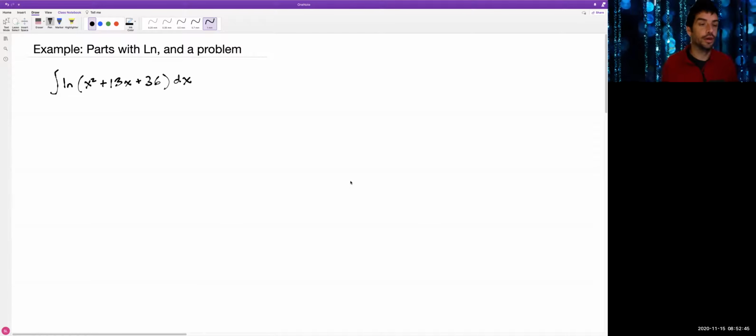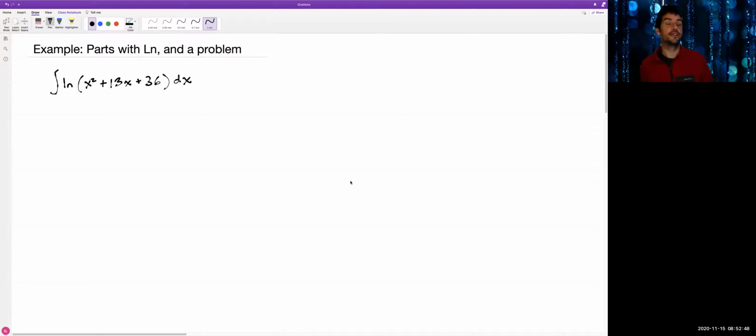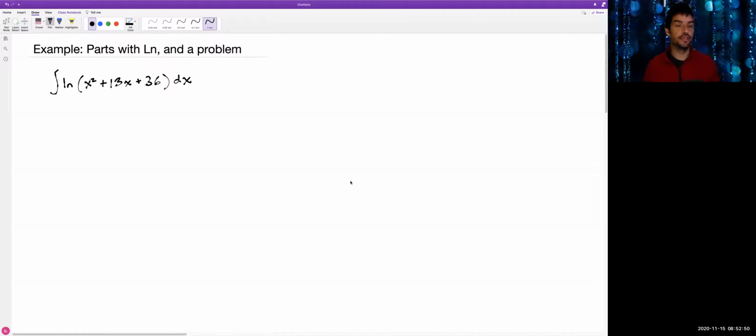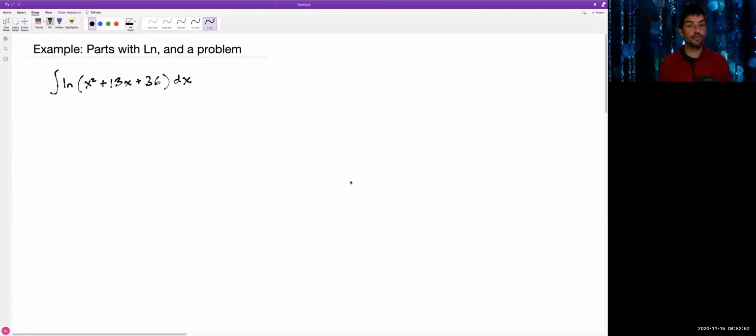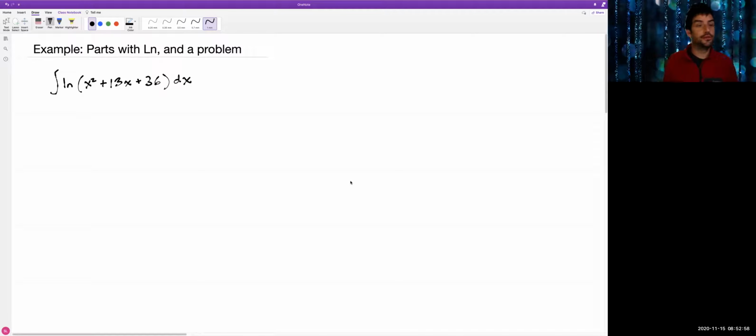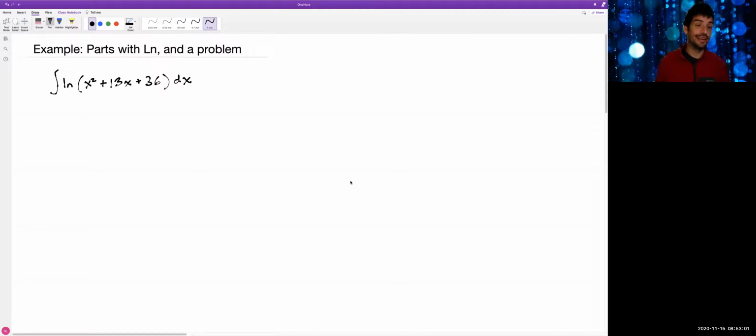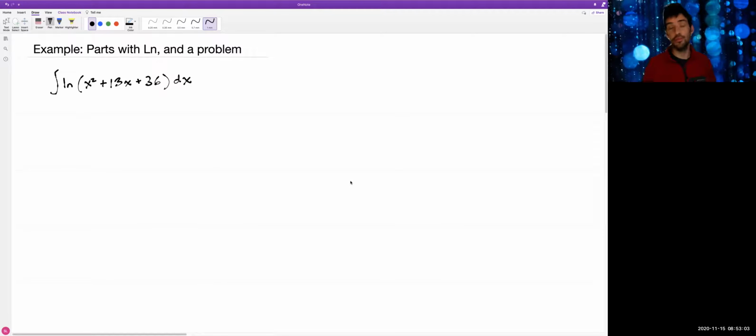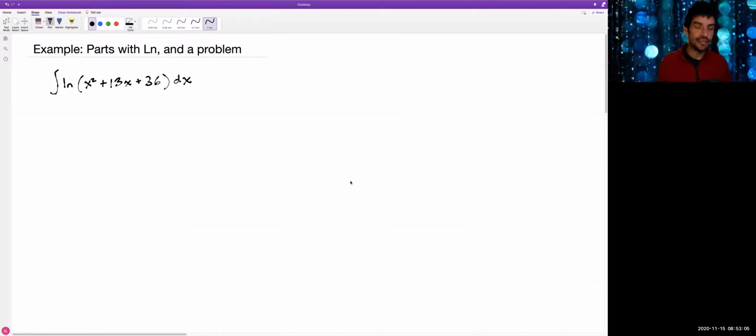Hey everybody, we're going to do, as you can see, an example here that turns out to be integration by parts with a natural log. And then there's actually a little problem with this. I've used this problem on assignments before, and there's something I noticed about it this time that was actually a mistake that I will correct moving forward. But we'll get to that at the end.